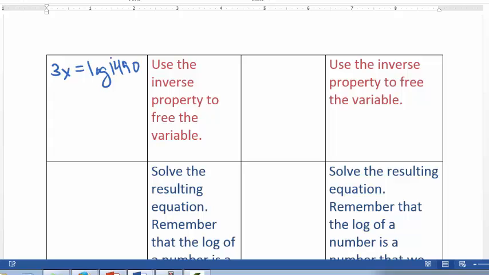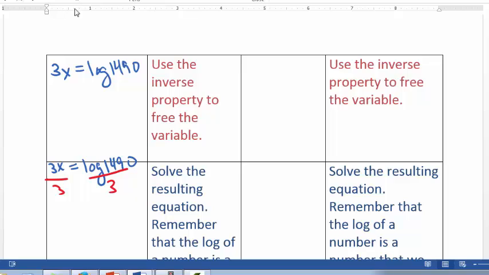Now you might say, well, why don't I put log 1490 into the calculator? We'll put the answer into the calculator later, but what we want to do is leave it in exact form for as long as we can. So we have 3x equals log of 1490, and the last step is just to solve this resulting equation. I want to isolate this x, so right now it's multiplied by 3, so just divide both sides by 3.